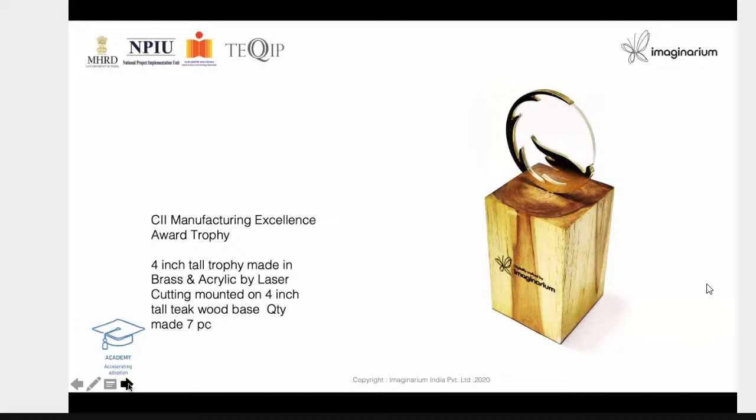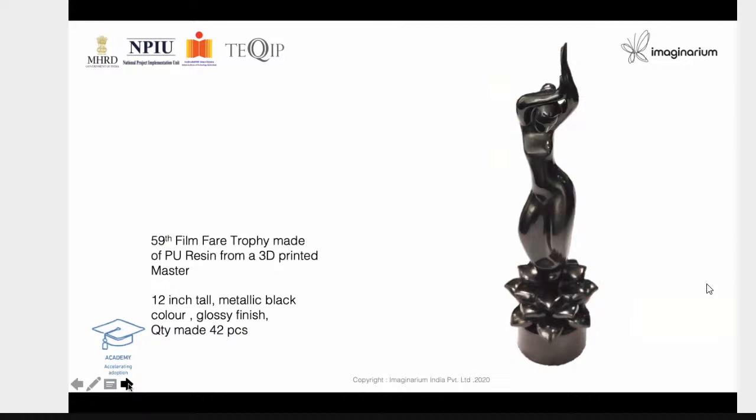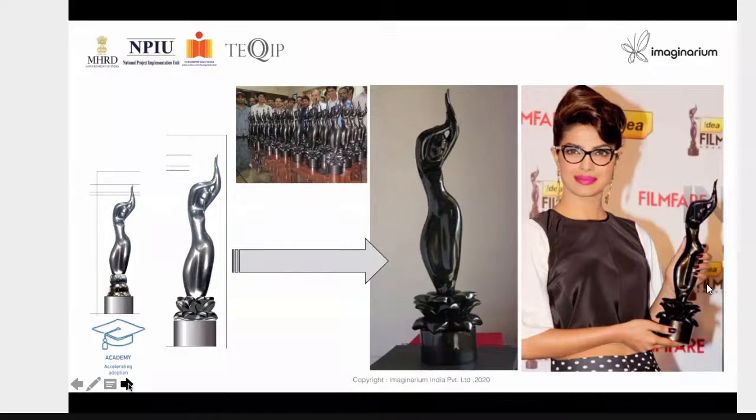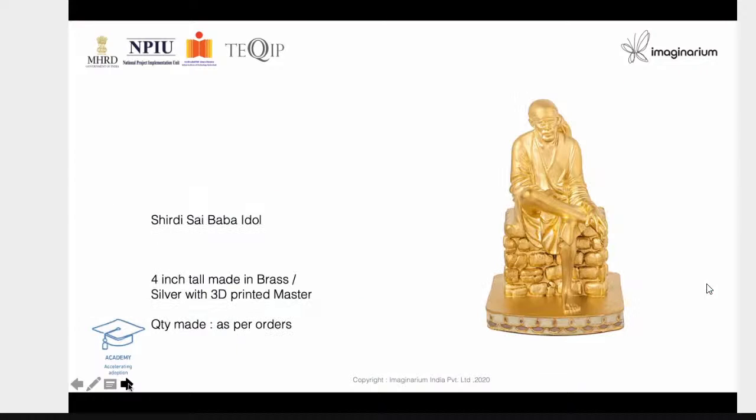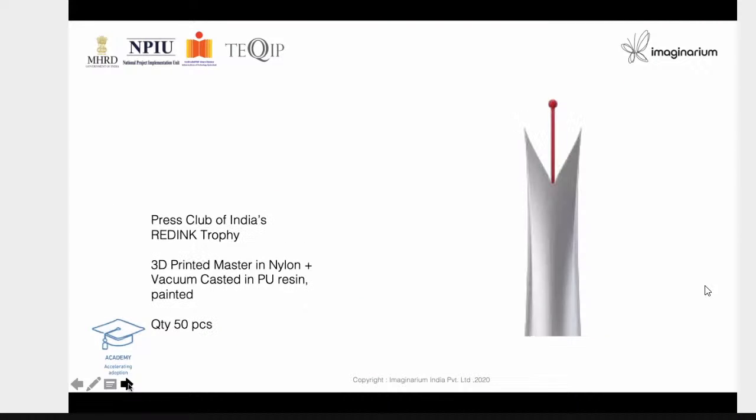Again, here this is made for CII. This is a black lady. The 59th Filmfare trophy was all done by 3D printing enablement, and we made 42 pieces. There's one limited sample available in Imaginarium now. So we can see how the bird has transformed into a blooming lotus, and that's the new design, which was then converted into an artifact. We do a lot of collectibles like this, trophies.